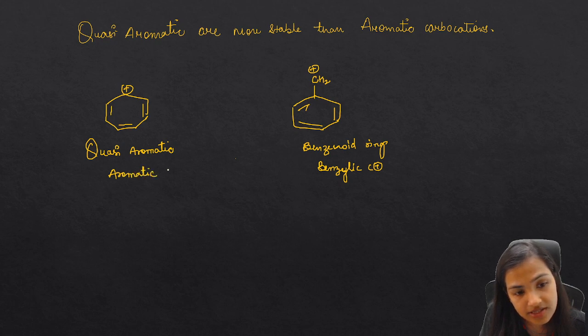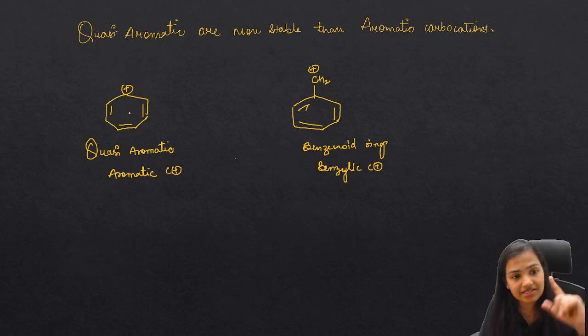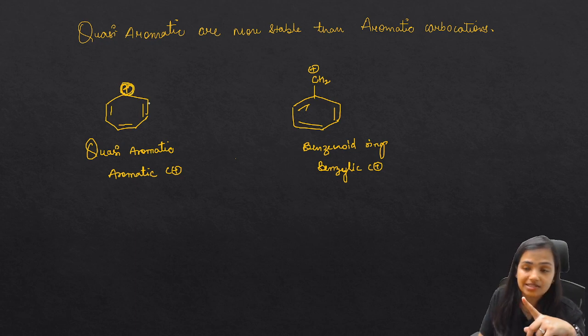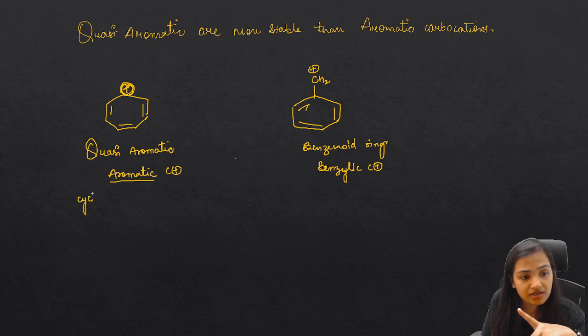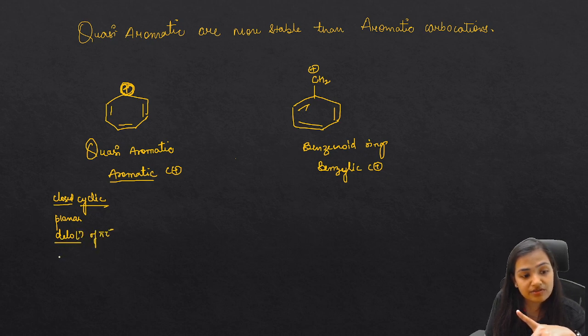This is an aromatic carbocation. There is a difference between the two. We can say that this is an aromatic carbocation because this positive charge, the cationic charge, is a part of this aromatic ring. Aromatic compounds are those which have a closed cyclic ring, planar, with delocalization of pi electrons, and they must follow the Huckel rule, that is the 4n plus 2 pi electron rule.